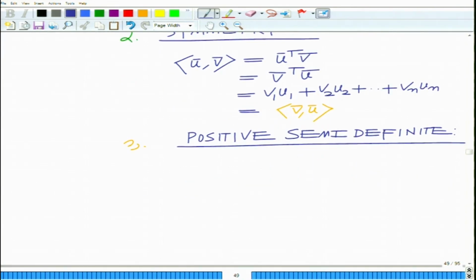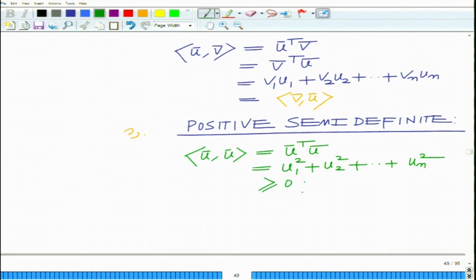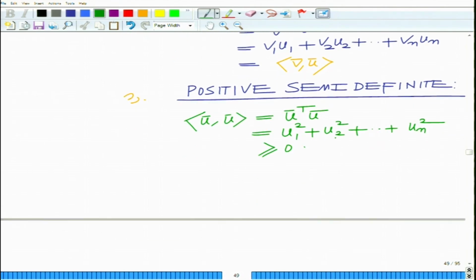Now the positive semi definite property. You can see that the inner product of U bar with itself is U bar transpose U bar, which is U1 square plus U2 square plus Un square, which is greater than or equal to 0. Further, this is used to define the 2 norm square, that is, the L2 norm square, norm U bar square, which is greater than or equal to 0.